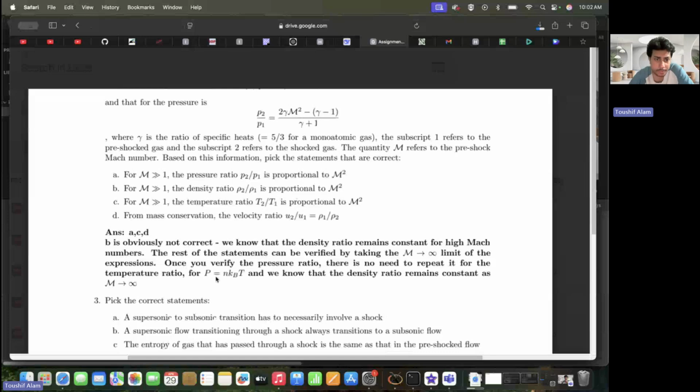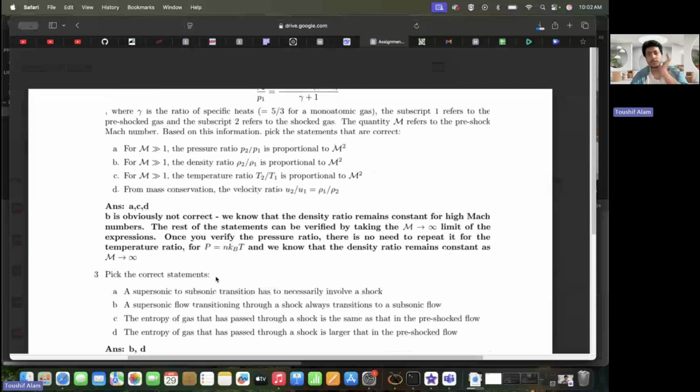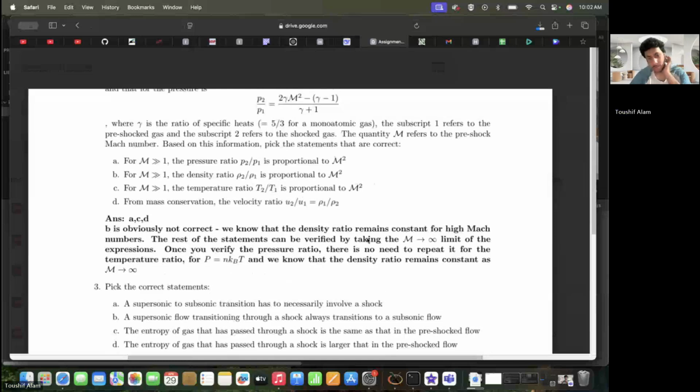Pick the correct statement. A supersonic to subsonic transition has to necessarily involve a shock. A supersonic flow transitioning through a shock always transitions to a subsonic flow.